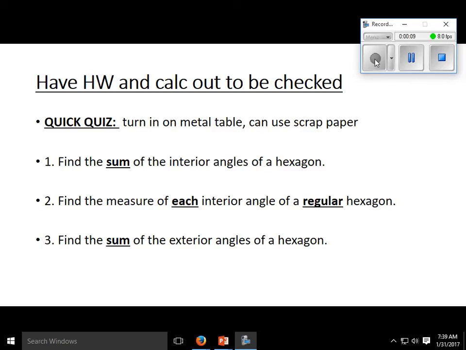Be ready to ask questions off page 364. Make sure you're listening closely. A couple of things.